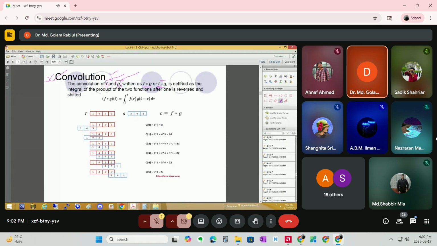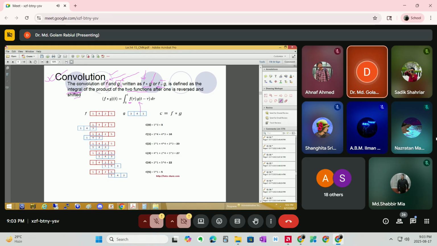The convolution operation is an integral of the product of two functions. Here f is one function, g is another function, so we want to find the product of these two functions after one is reversed and shifted. After one is reversed and shifted.